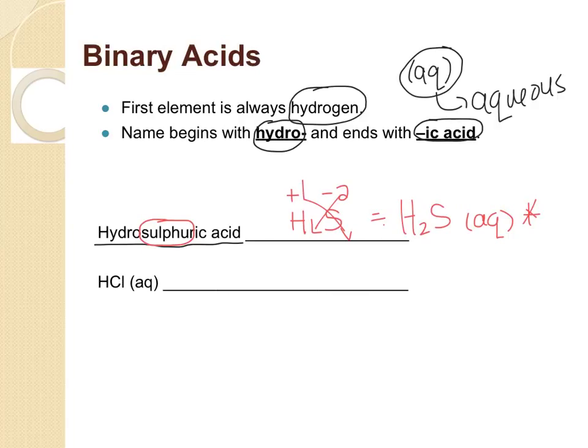Our second example, HCl, we're going to recognize that we've got chlorine, so its name is going to be hydro, and then the chlorine part is chlor, and then the ending, ic acid. So that is hydrochloric acid.